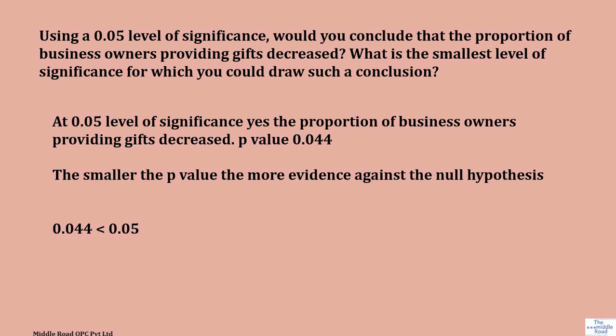The question is, would you conclude the proportion of business owners providing gifts decreased? Yes. But what is the smallest level of significance for which you could draw such a conclusion? It will be 0.05 only, because at 0.01 the p-value is actually greater than 0.01, so you cannot reject the null. The smallest level it will be is 0.05, which is the level of significance.